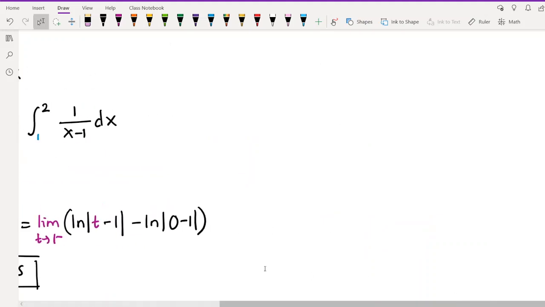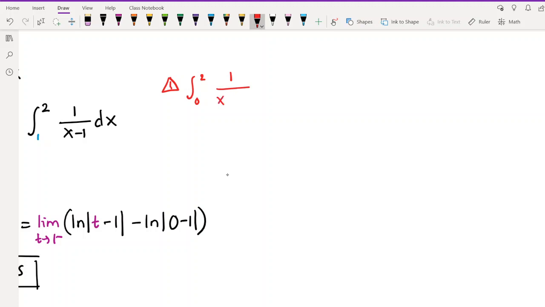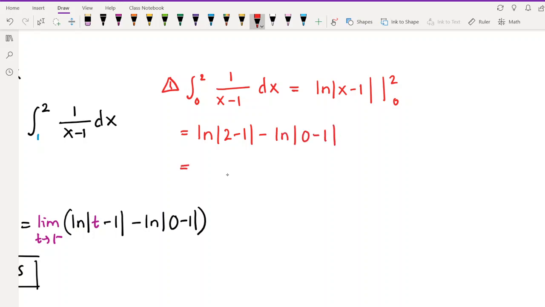So let's say that you weren't looking for discontinuities. So you had the integral from 0 to 2 of 1 over x minus 1, and you did it without limits. So let's say you just said, okay, the antiderivative is ln of absolute value of x minus 1, and then I'm evaluating that at 2 and at 0. So that's going to give me ln of absolute value of 2 minus 1 minus ln of absolute value of 0 minus 1. So that is ln of 1 minus ln of 1, because they're both absolute value of 1 or negative 1. And so you'd get 0.